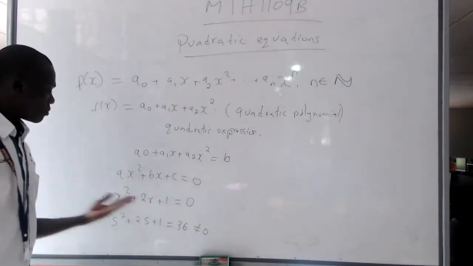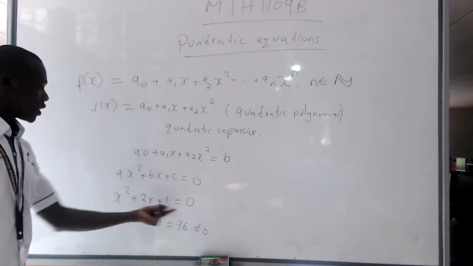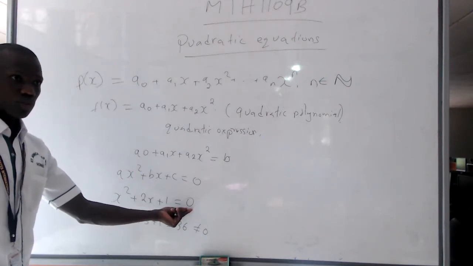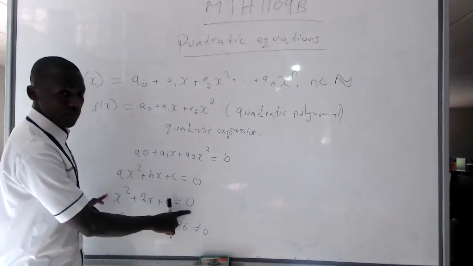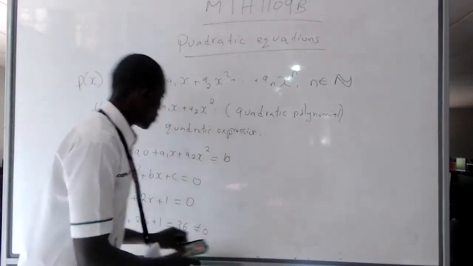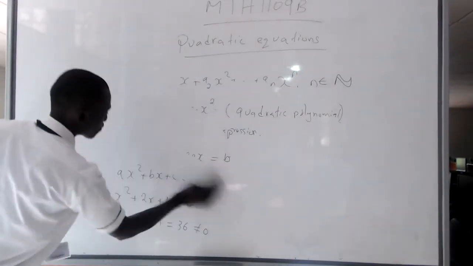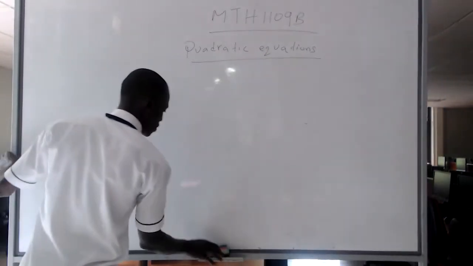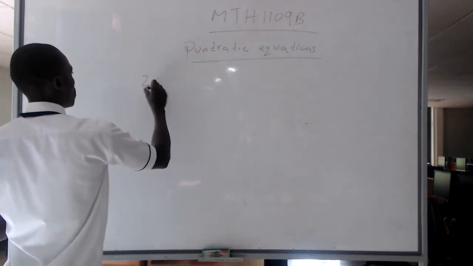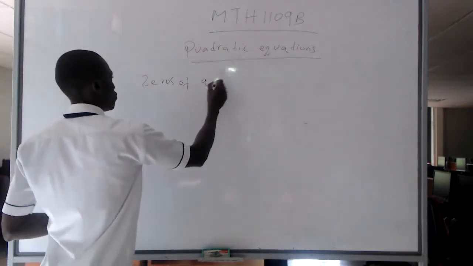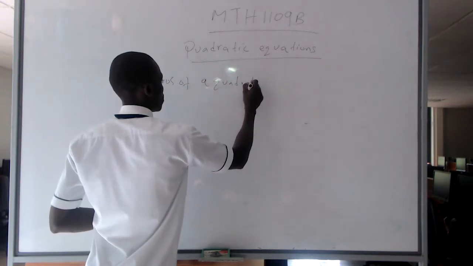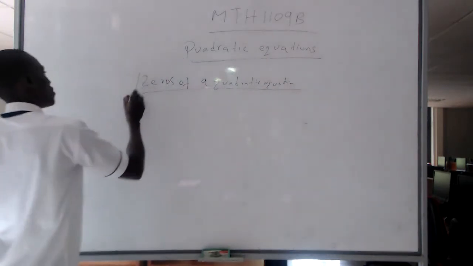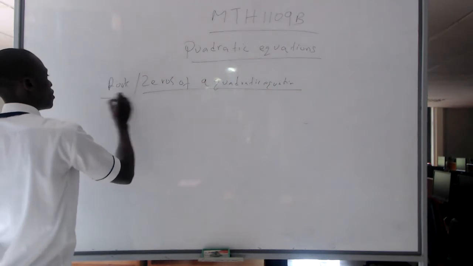The values which satisfy this equation, which if you put here you get a 0, will be referred to as roots or zeros or solutions of the quadratic equation. Zeros because when you plug them into the equation, you get a 0. So let's see how to get zeros of a quadratic equation. You can also refer to them as roots.